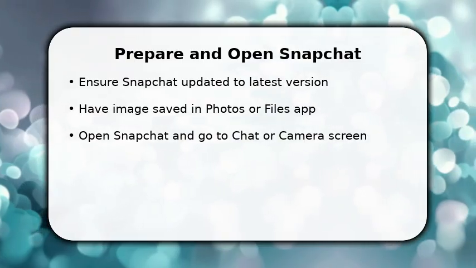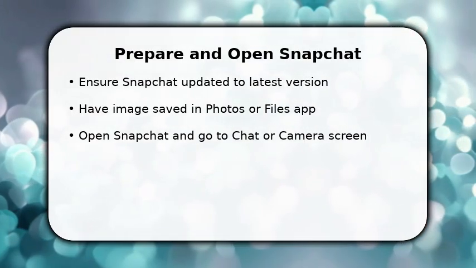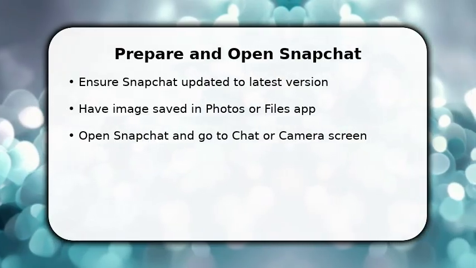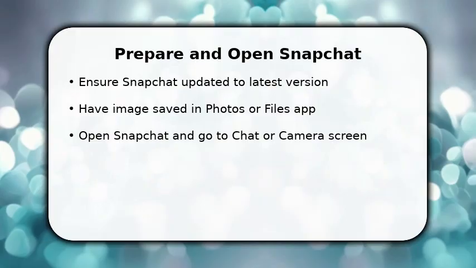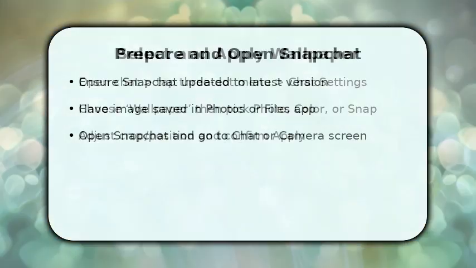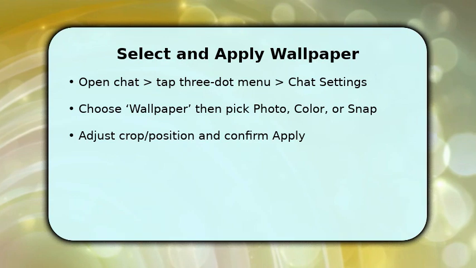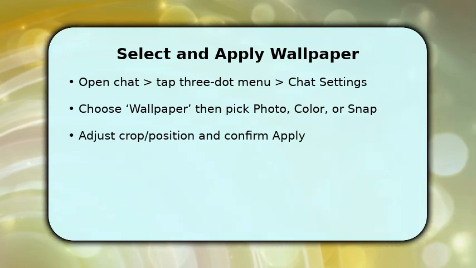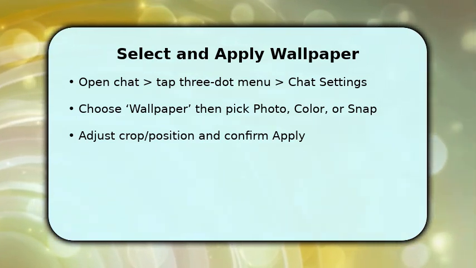Once ready, return to a chat with a friend or group where you want the wallpaper. Make sure you have permission for group changes. This avoids surprises later. In the chat, tap the three-dot menu at the top and choose Chat Settings, then Wallpaper. You'll see choices: photo, color, or a snap.